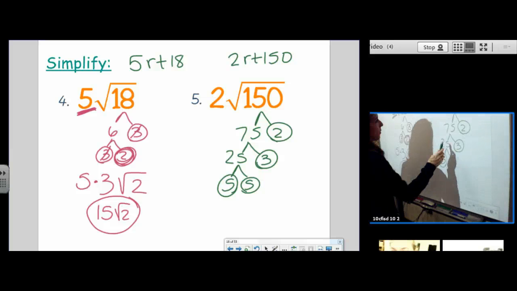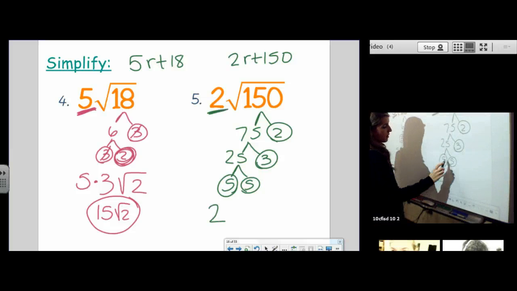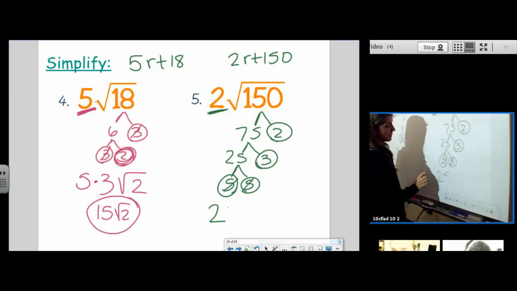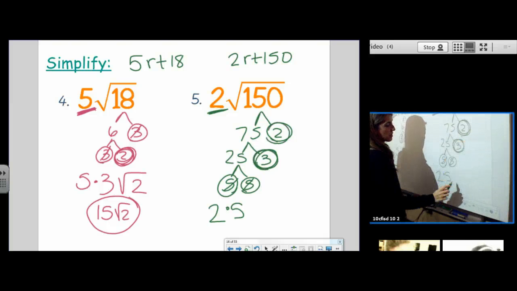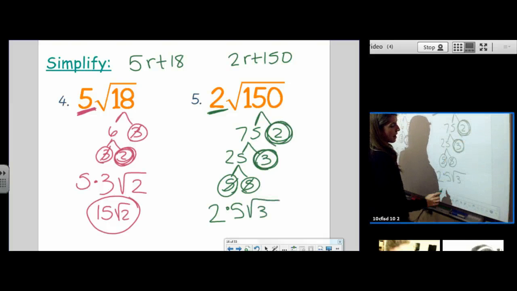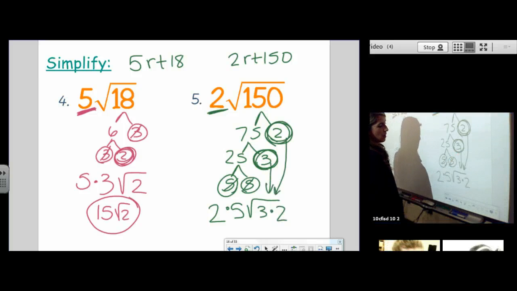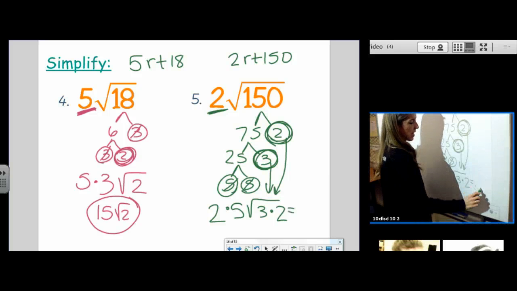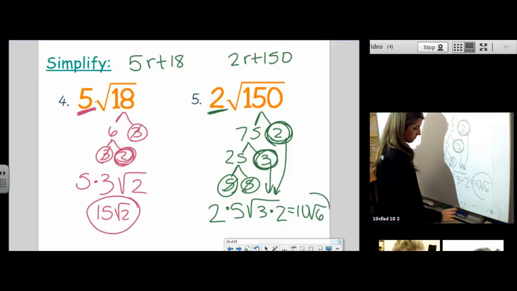Okay, anyways, so there was already a 2 there. And then a 5 escaped. And then, oh no, there's 2 numbers without a twin. There's a 3 without a twin, and there's a 2 without a twin. They go right back in jail. So the final answer is 10 root 6.